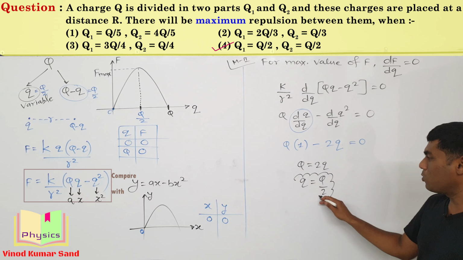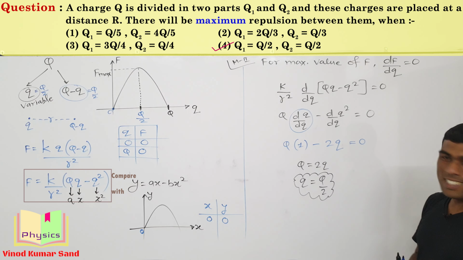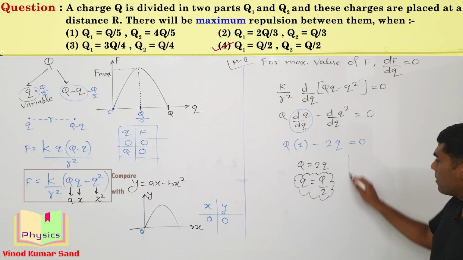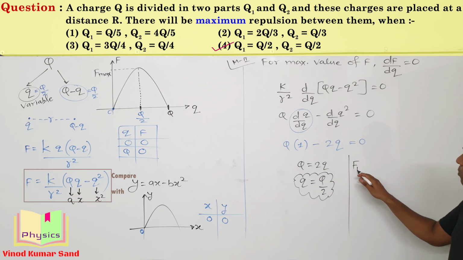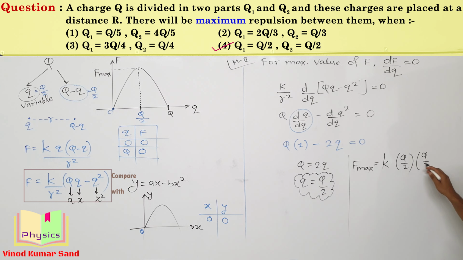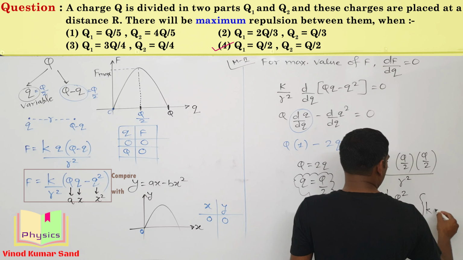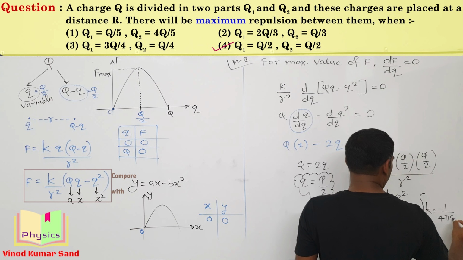I hope you understood this answer again. So there are two intuitive methods of solving this question, and if someone asks us what is the maximum force, then we can easily obtain the answer. The maximum force will be K (Q by 2)(Q by 2) divided by r square, which is equal to K Q square upon 4r square. Here k is equal to 1 by 4 pi epsilon naught.